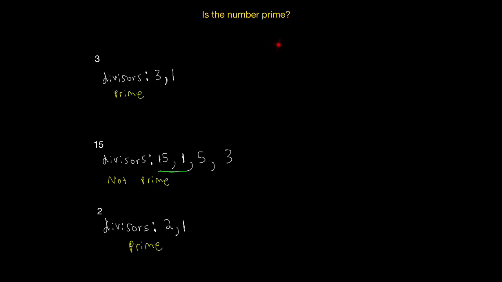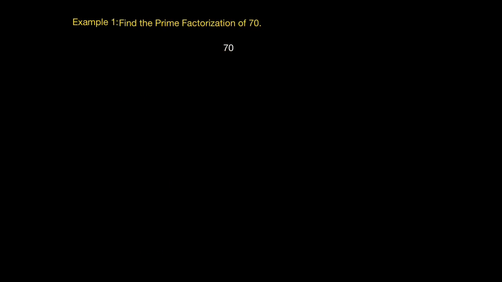Let's practice how to get the prime factorization of any number now. And I'm going to get the prime factorization by doing a factorization tree. So the first step is to find 2 numbers that multiply to 70. And here I know that 10 times 7 will give me a total of 70.